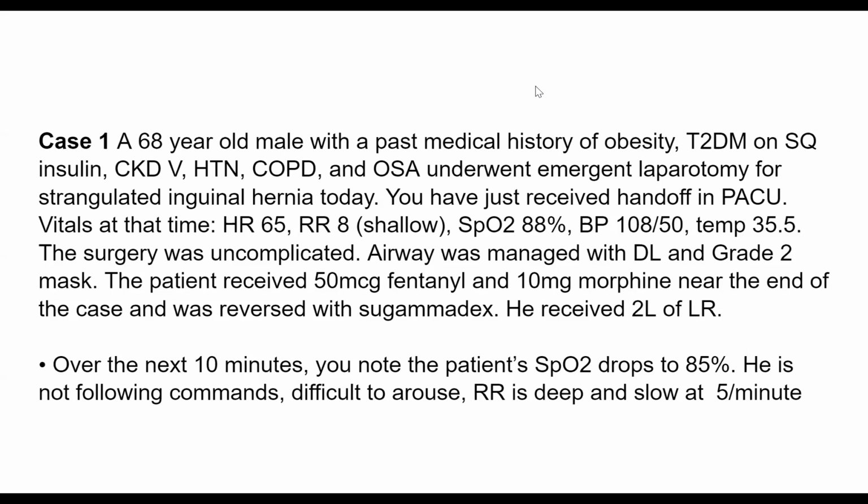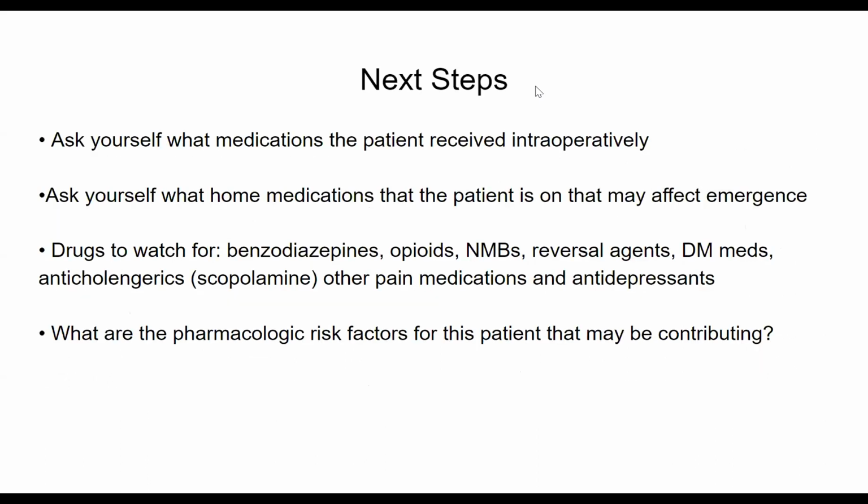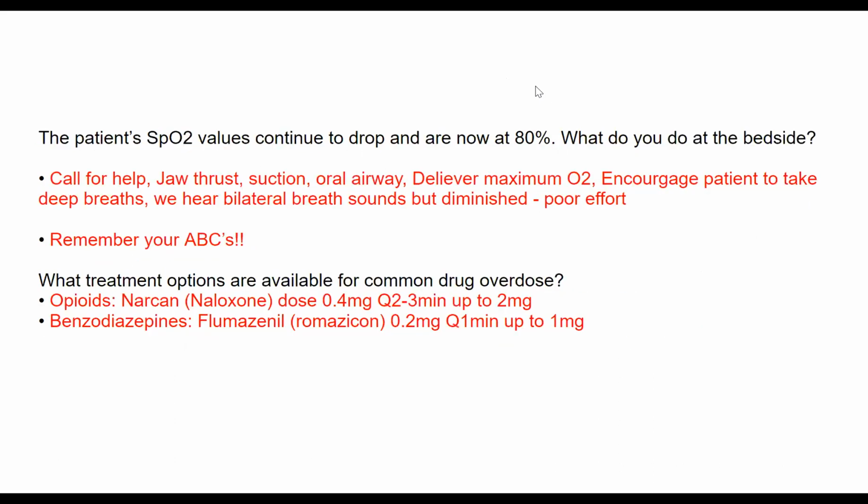OSA, probably has a thick, obese neck. These are all things that can impact oxygenation. So this is exactly right. These are the next steps. We just kind of talked through medications he might have taken or been given intra-op, and then these drugs, benzos, opioids, neuromuscular blockers, reversals, things like that are important to kind of come to mind.